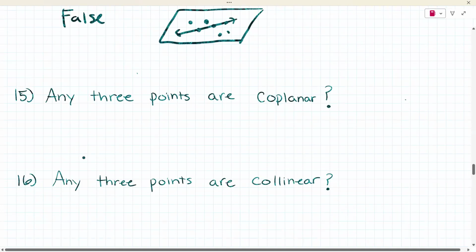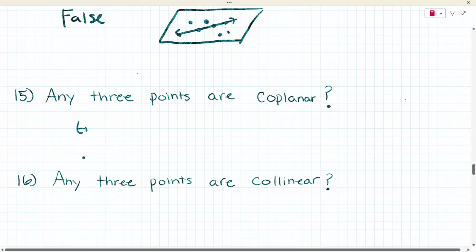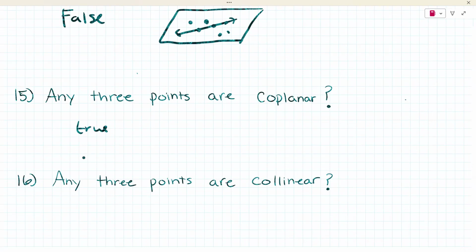15. All right. Any 3 points are coplanar. Yes, any 3 points are coplanar. So I'm going to say true. Why is that true? What does coplanar mean? Coplanar are points that lie on the same plane. Any 3 points are coplanar, but three non-collinear points must be used to name a plane. So yes, that would be true.